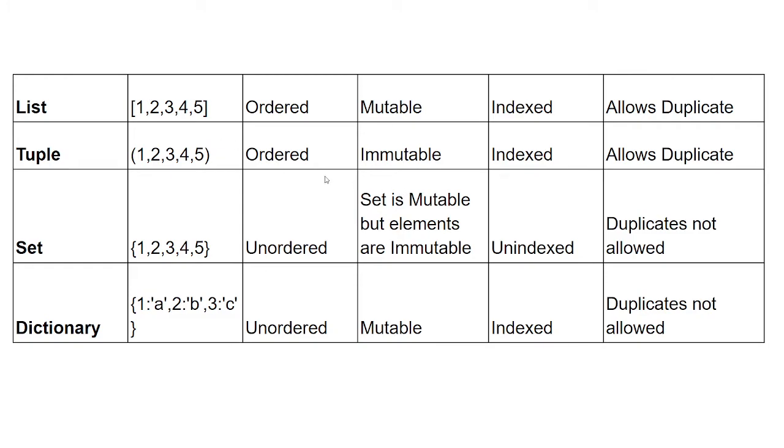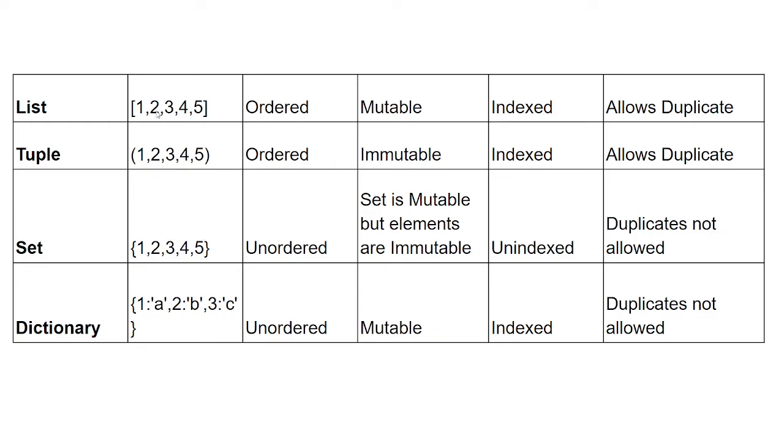This is the difference and similarities between list, tuple and set. I'll just repeat it. List and tuple are almost similar. The only difference is that you can change the elements of a list, whereas in tuple you cannot change any element. Once it is created, you cannot add or remove or change any element. That is the major difference between list and tuple.